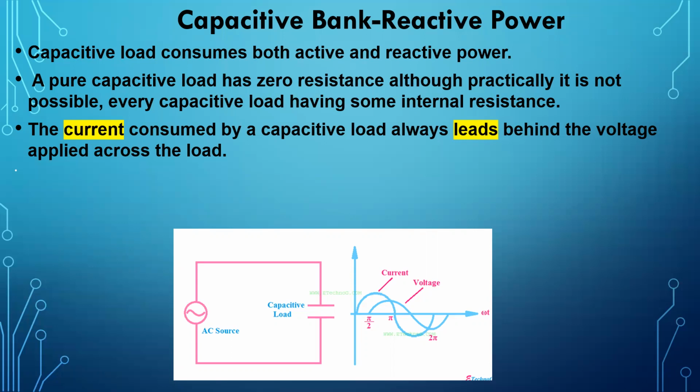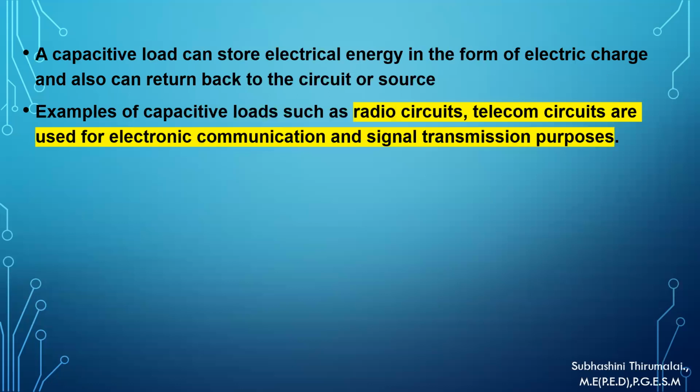Next we'll see what the properties are. The capacitive load can store electrical energy in the form of electrical charge, and also return it back to the circuit or to the source. So it stores the energy and returns it back to the source. Suppose you are connecting only capacitor banks, we cannot take it as a capacitive load. Why? Whatever power the source is providing, the same power is returned back to the source. It will charge and discharge, and return back to the source. We cannot take it as a capacitive load.